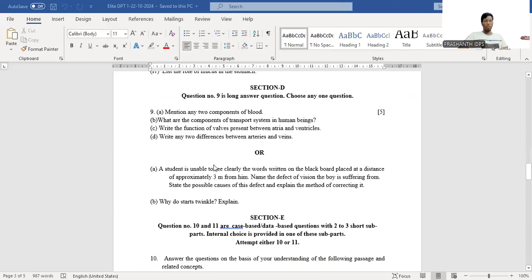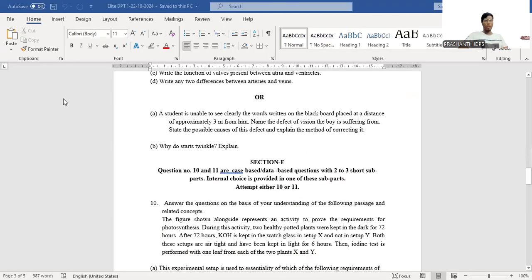The next question from physics is: a student is unable to see clearly the words written on the blackboard. Okay, something is written on the blackboard and he is not able to see them clearly. It might be blurred. Placed at a distance of approximately 3 meters from him. The first one MCQ we have seen, na? Beyond 2 meters. So same way. So now what is the defect? Tell me. Defect will be myopia.